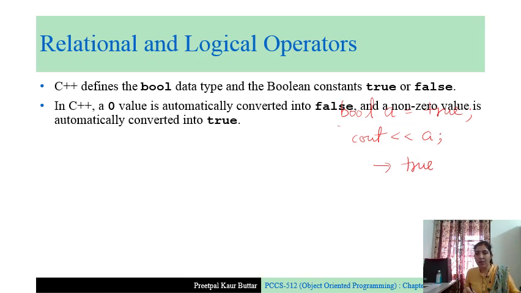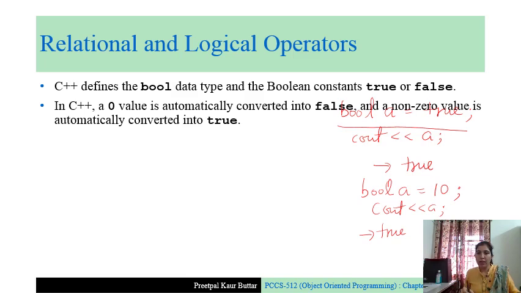So instead of writing bool A equal to true, if I write bool A equal to 10, 10 is a non-zero value, and then try to print the value of A, what will be the output? The output will not be 10, the output will be true. Why? Because a non-zero value is automatically converted into true.